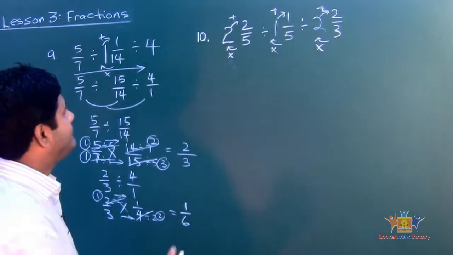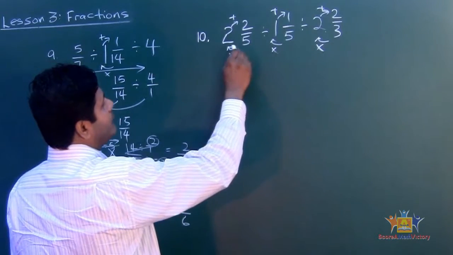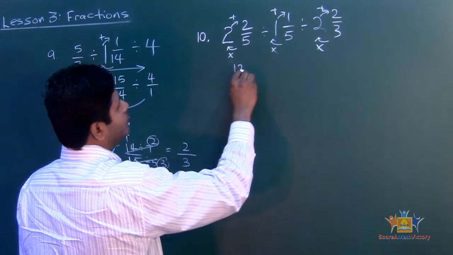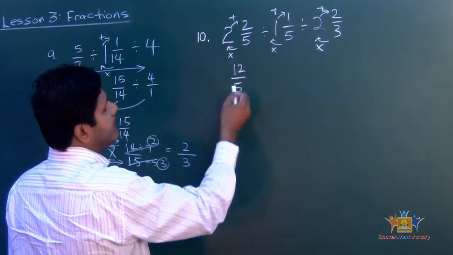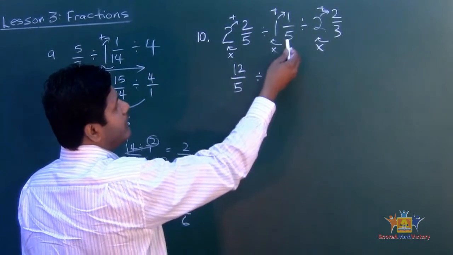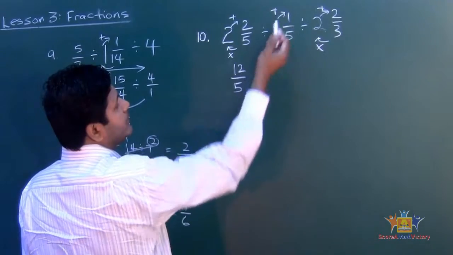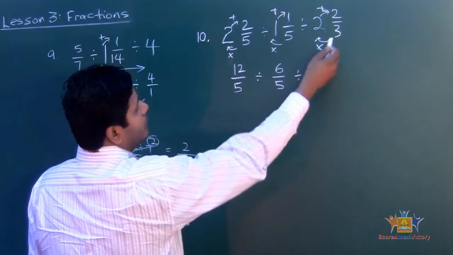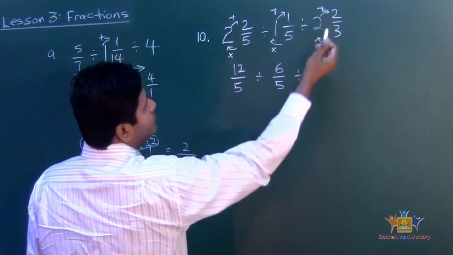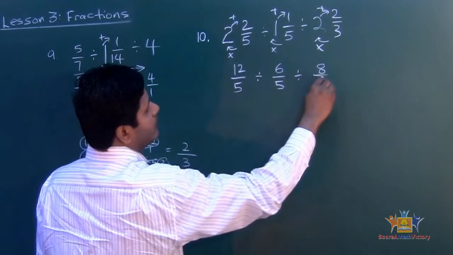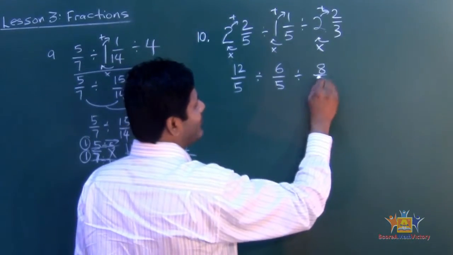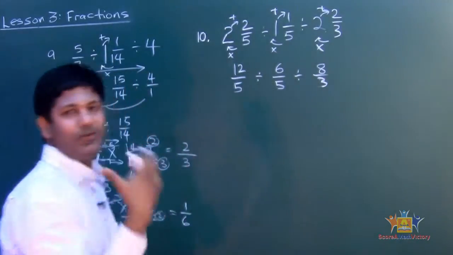Keep in mind. So 5 times 2 is 10 plus 2 is 12. 12 over 5. Always retain the denominator. Divided by 5 times 1, 5 plus 1 is 6. 6 over 5. 3 times 2, 6, plus 2, 8. 8 over 3. See that? Pretty easy, isn't it? Once you get the rhythm, once you understand, it will go smooth.